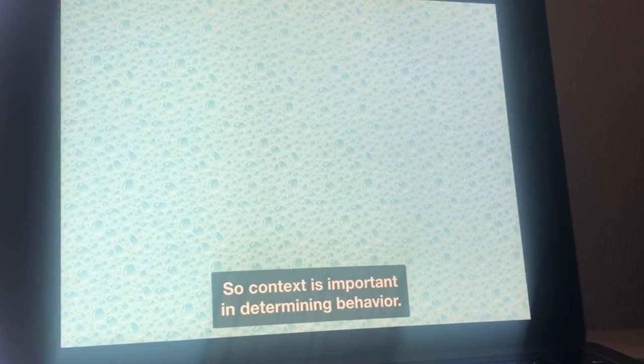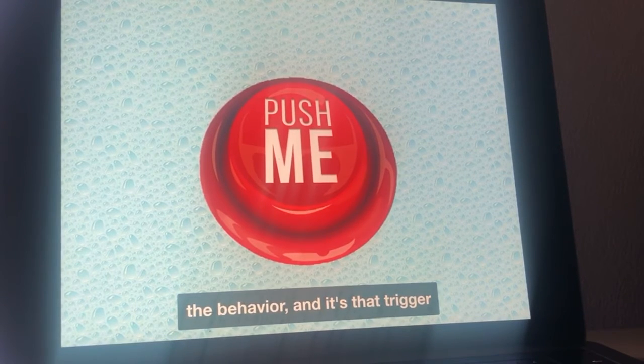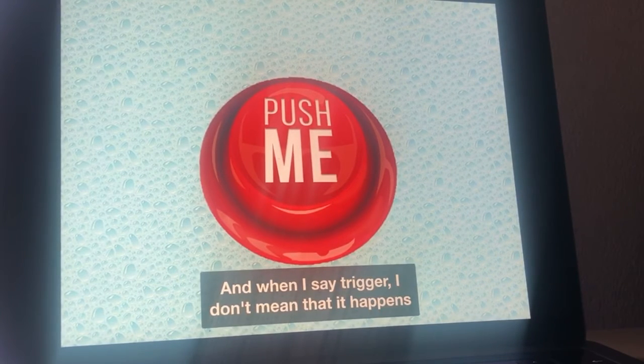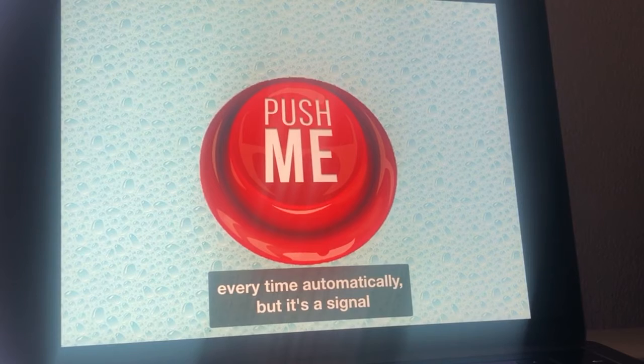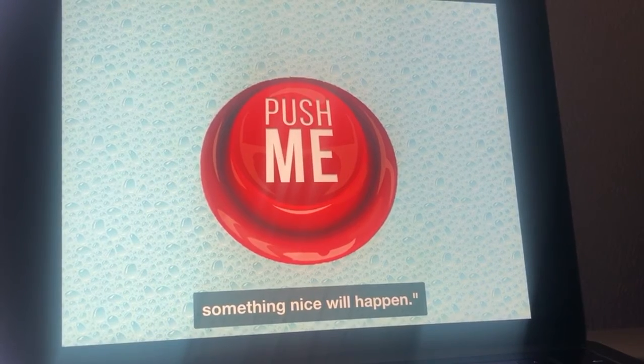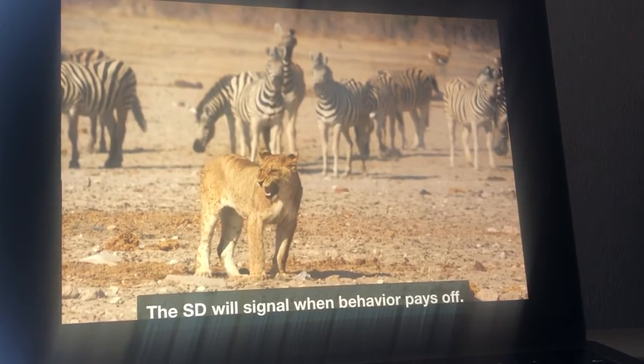So context is important in determining behavior. And something within the context triggers the behavior. And it's that trigger that is the cue, the discriminative stimulus, the SD. And when I say trigger, I don't mean that it happens every time automatically, but it's the signal telling the animal, if you do it now, something nice will happen. The SD will signal when behavior pays off.